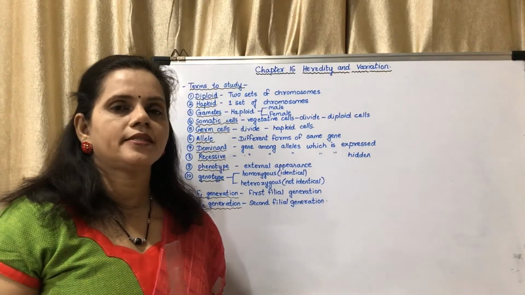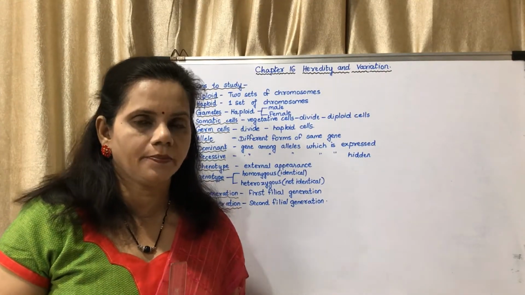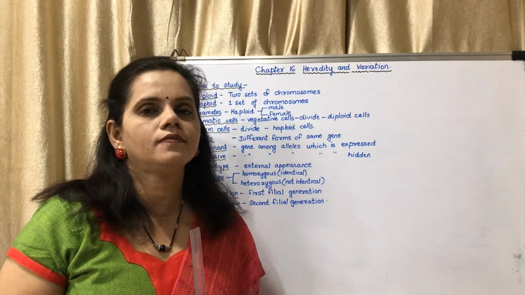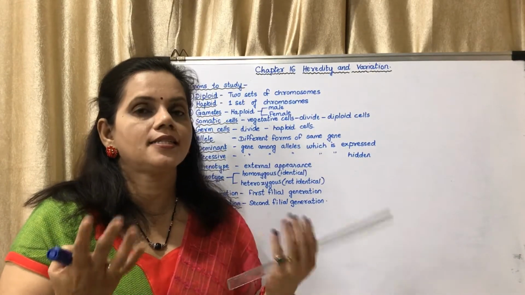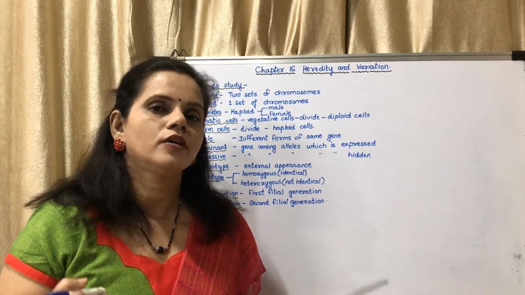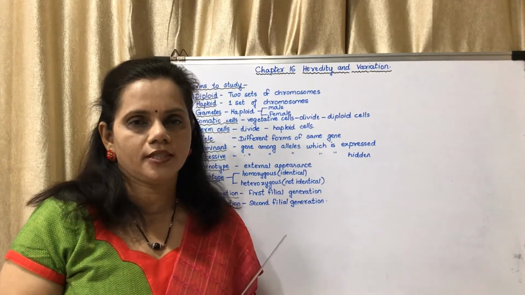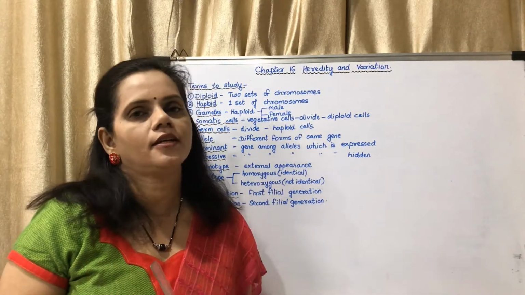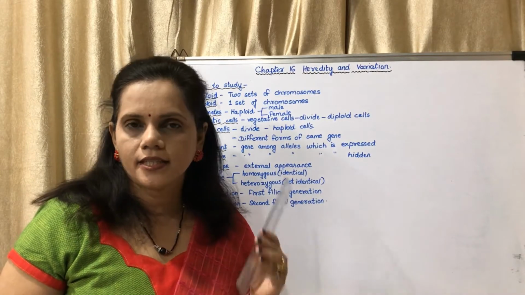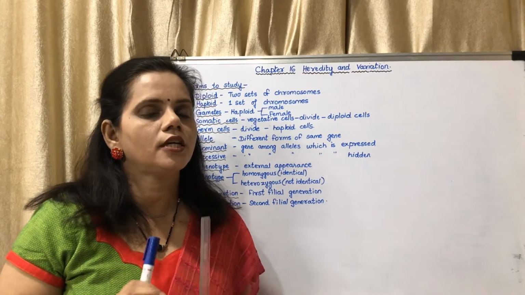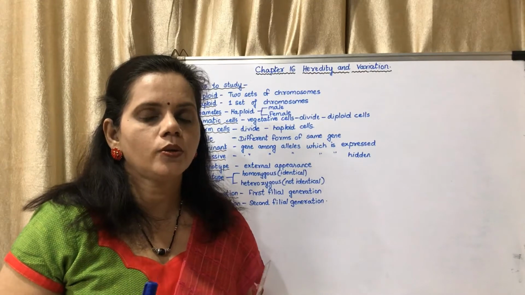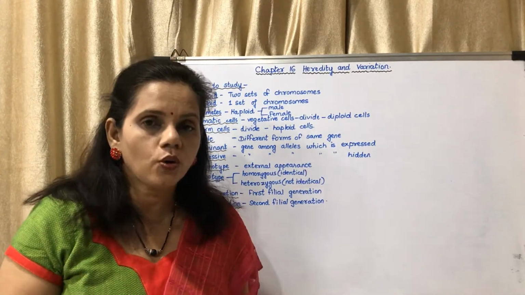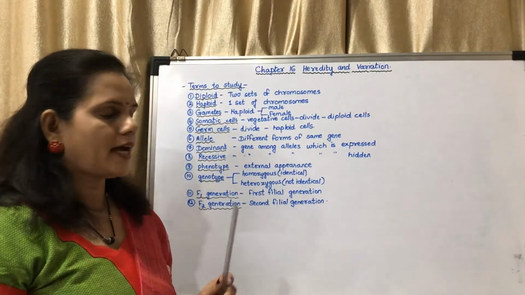Phenotype. Phenotype is the external appearance of an organism. If I have a dominant gene and I also have a recessive gene, the characteristic which I will show will be that of the dominant gene. Why? Because the recessive doesn't talk when there is a dominant one. When there is a dominant gene, the recessive gene is not expressed. So the external appearance of a particular organism, what has been shown, is said to be phenotype.